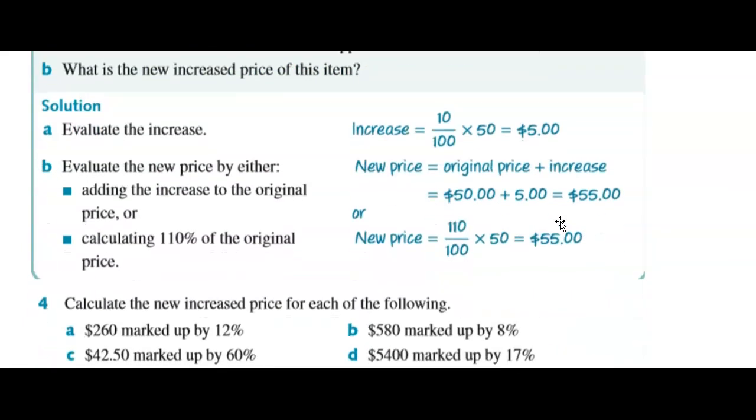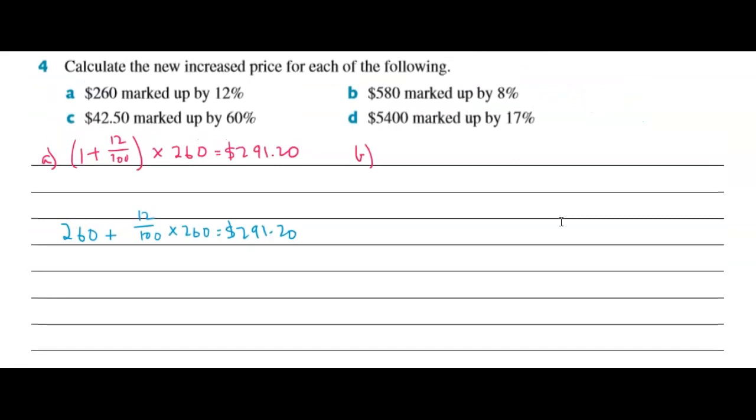For the new price, B is 1 plus 8 over 100, times your original, 580. I'm just going to do C and D as well. So 42, oops, what am I doing? Sorry. I was going to write the question out, but I just realized I haven't been doing that. 60 over 100, so there's your percentage rate, 60% over 100. We're just converting it to a decimal. The 1 plus just means we're including the original amount, so 42.50.